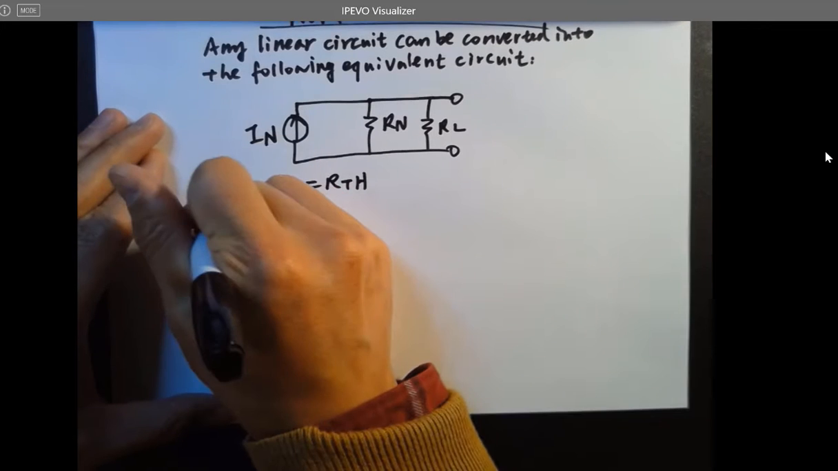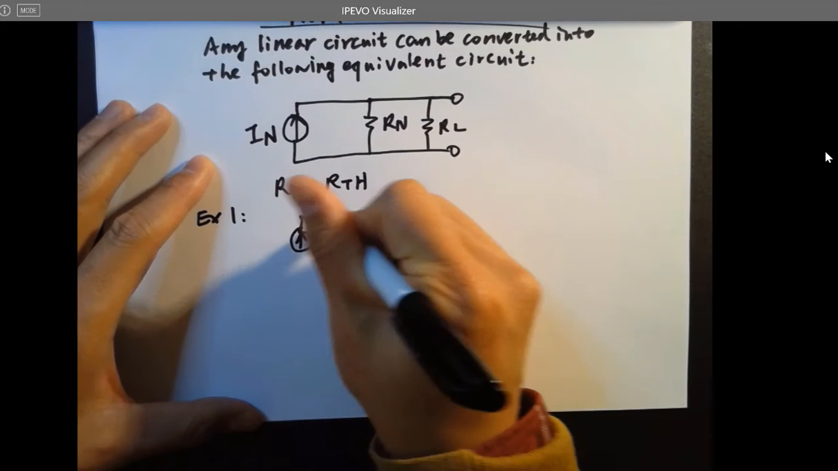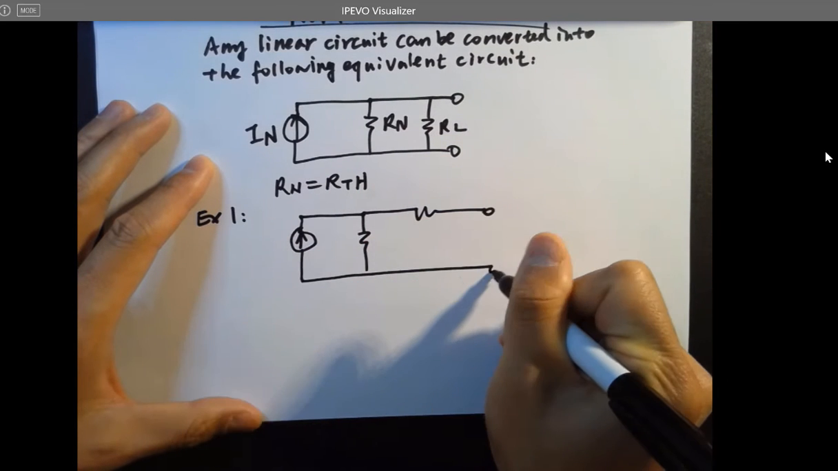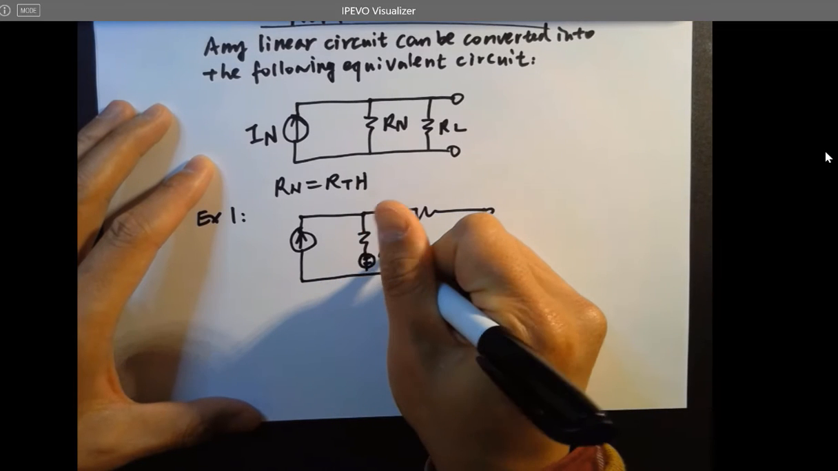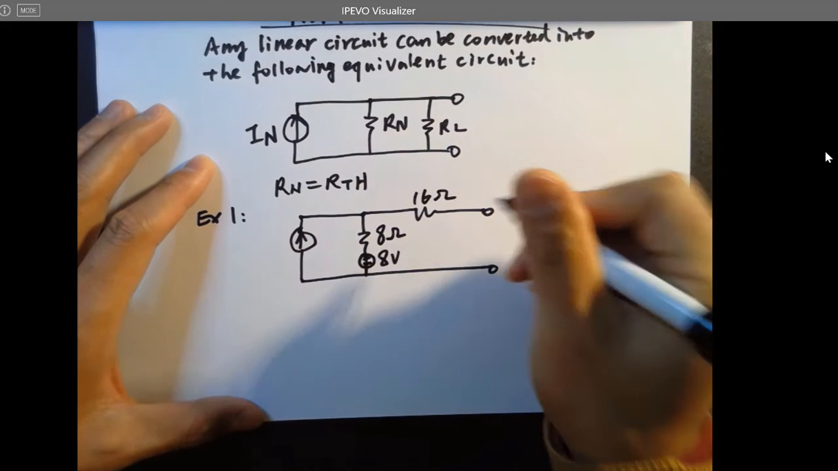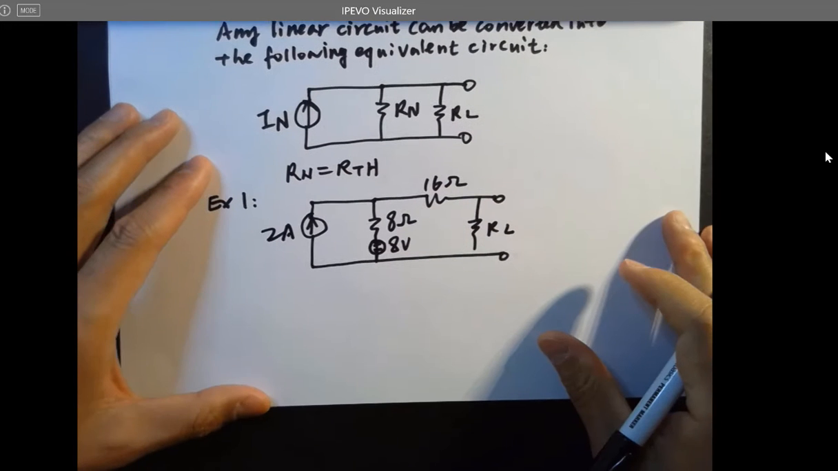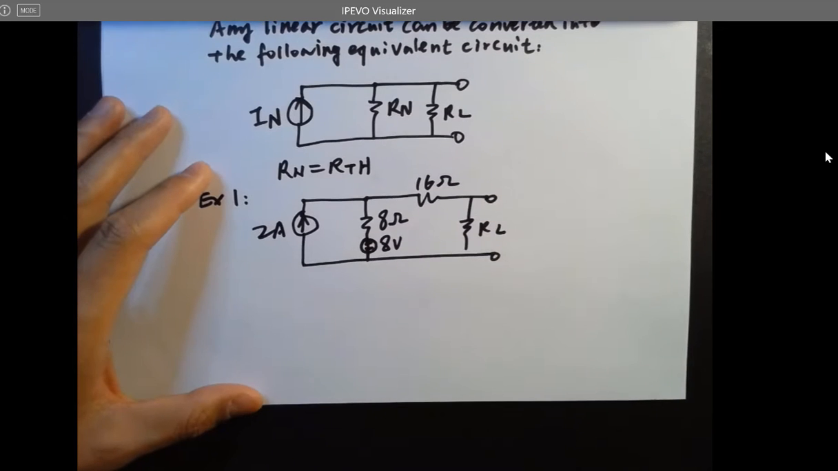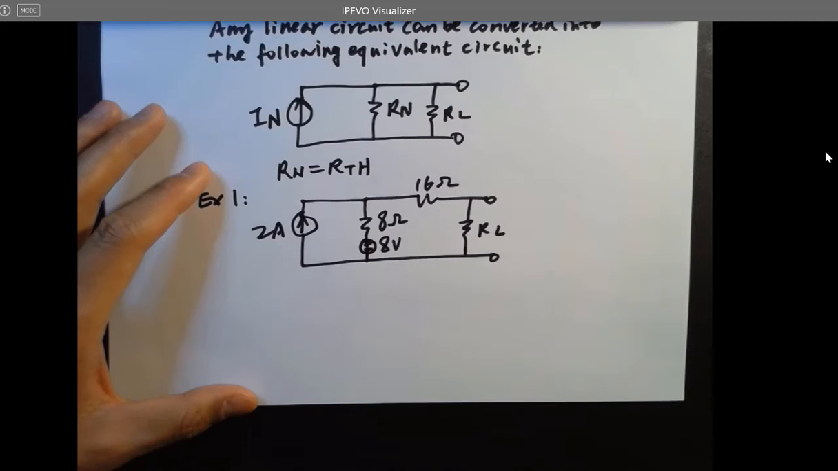Let's look at an example. If you have a circuit that looks like this, there's a voltage source here, 8 volts. I just mixed that. This is 8 ohms, this is 16 ohms, and you also have an RL here, and this is a 2 amp current source. So what's the procedure to convert a regular linear circuit like this into its Norton's equivalent?